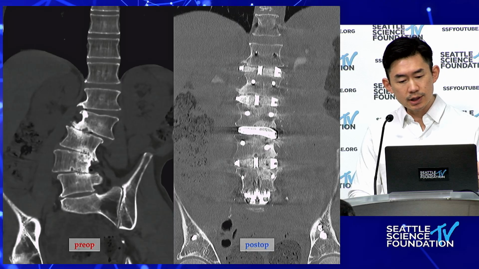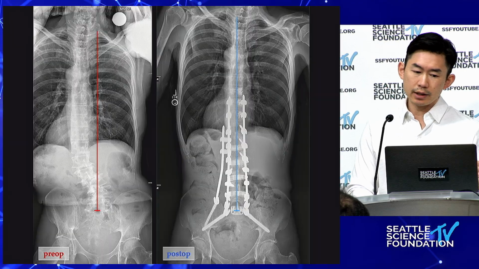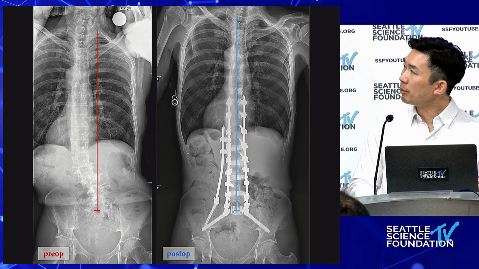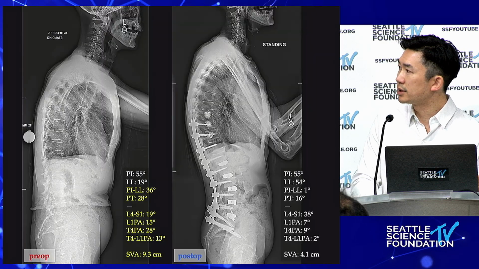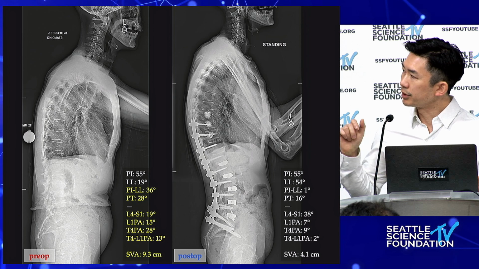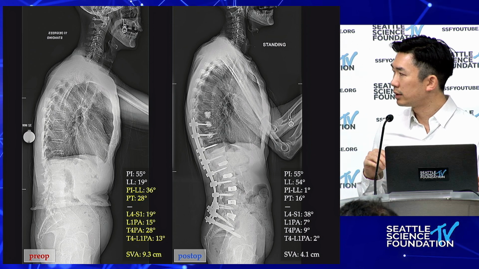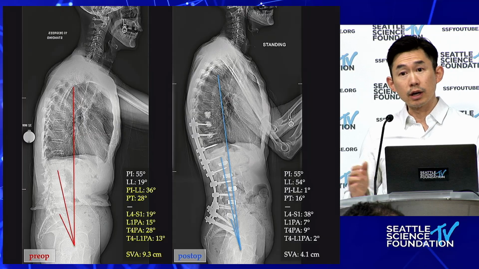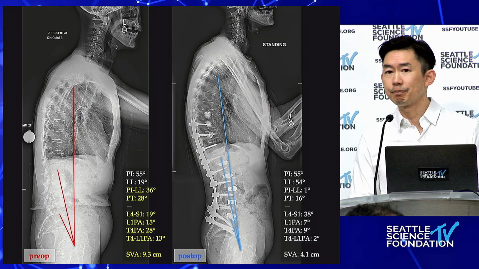So here's his CT scan, and then here's his X-ray. You can see him put back into coronal alignment. But more importantly, what drives outcomes is the sagittal parameters. So you can see here all of his sagittal parameters, whether you look at PI-LL mismatch, T4-L1 PA, or the T1 pelvic angle, they are all back in alignment, right?